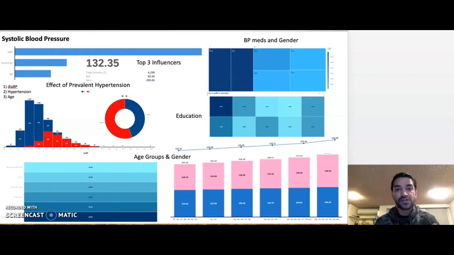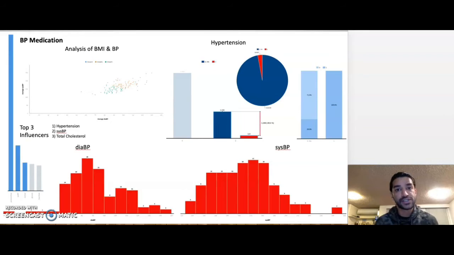As you can see in the breakdown at the bottom with the heat map, as the age category gets higher, the average blood pressure also increases. Blood pressure medication also plays a key role, and at the bottom we have a breakdown by gender. For some reason, even education gave us a little bit of findings in difference in systolic blood pressure rates. Moving on to blood pressure medication. Out of the entire population, 124 individuals are prescribed blood pressure medication, and all these 124 individuals are suffering from hypertension. The key influences for blood pressure medication are hypertension, systolic blood pressure, and cholesterol.